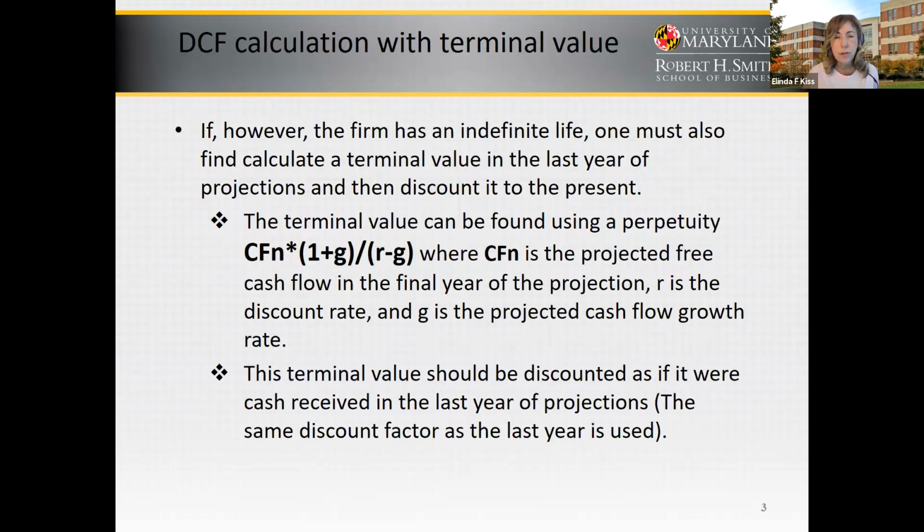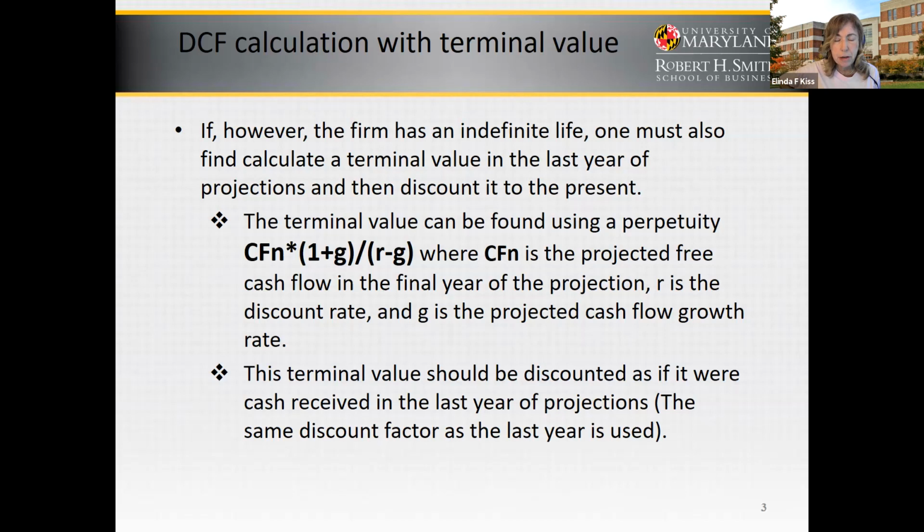But if the firm has an indefinite life, like valuing a company, you must also calculate a terminal value in the last year of projections and then discount that terminal value to the present. The terminal value can be found by using a perpetuity formula. This is the growing perpetuity: cash flow sub n in the last year of the projection, multiplied by 1 plus the terminal growth rate, divided by the required return minus the growth rate.